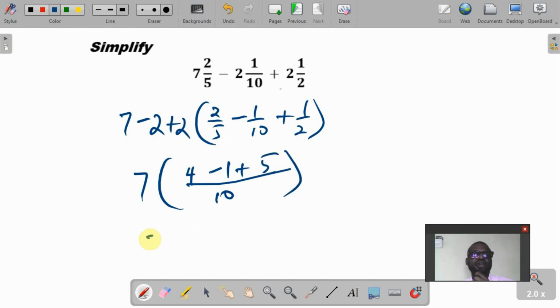So here I will have 7 whole number. 4 minus 1 is 3. 3 plus 5 is 8 over 10. So when you divide this by 2, you have 4. Divide this by 2, you have 5. My final answer, 7 whole number 4 over 5.